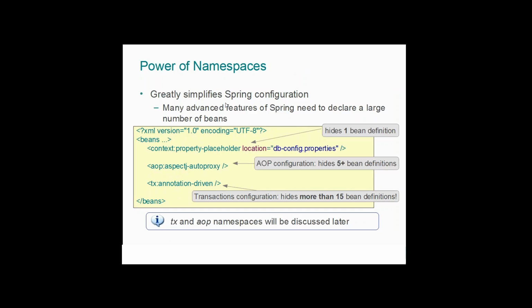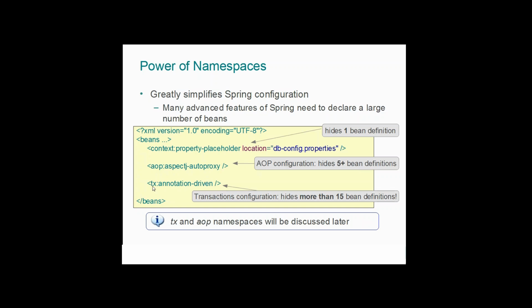That's one thing. This is the power of namespace. With this context property placeholder, it hides one bean definition behind the scene. Similarly, if I want to enable AOP, aop colon aspectj auto proxy, if I just use this, behind the scene it hides almost 5+ bean definitions.